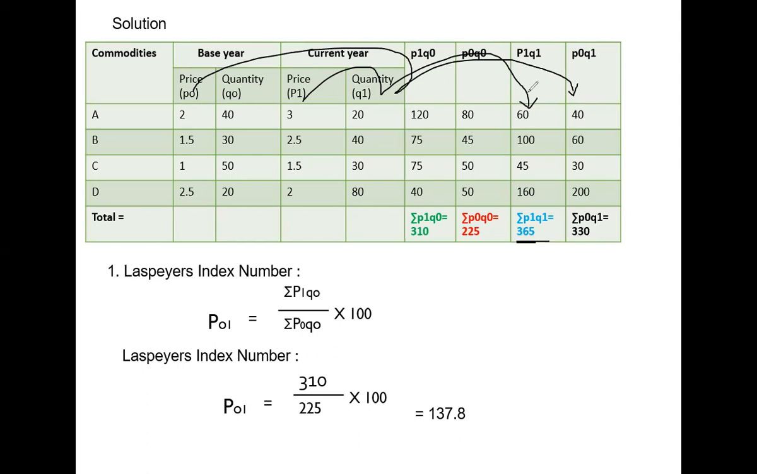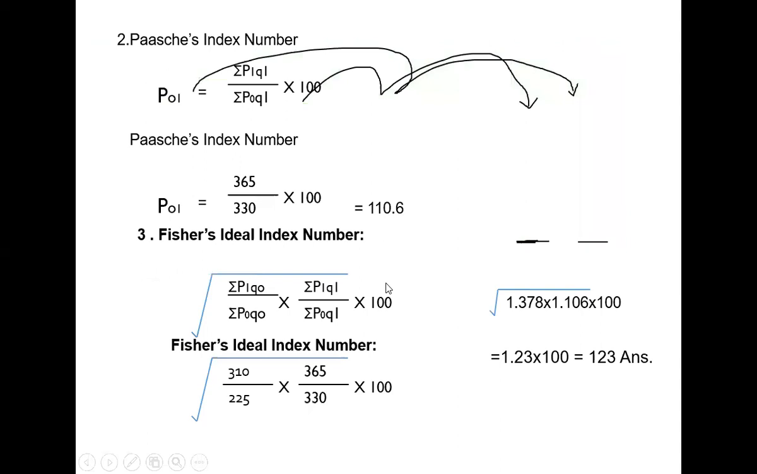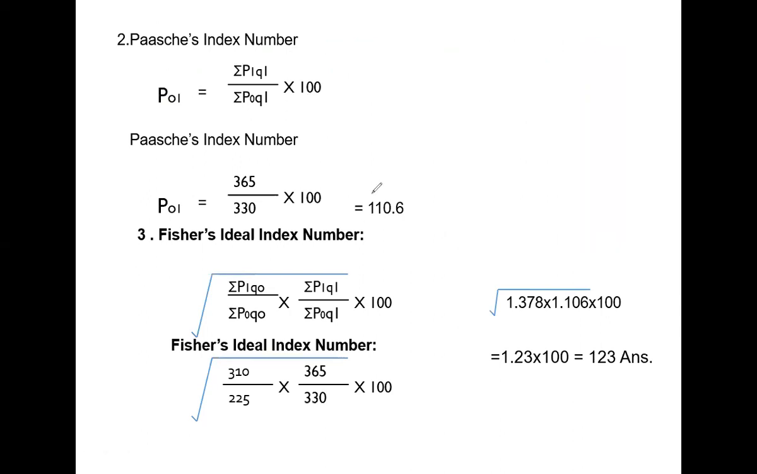This is the numerator over the denominator. So that will be 365 over 330. And that computation is seen in the next slide. So we can see that will be 110, which means that the purchase index suggests a 10.6% increase in the current price as compared to the past, or the base price.